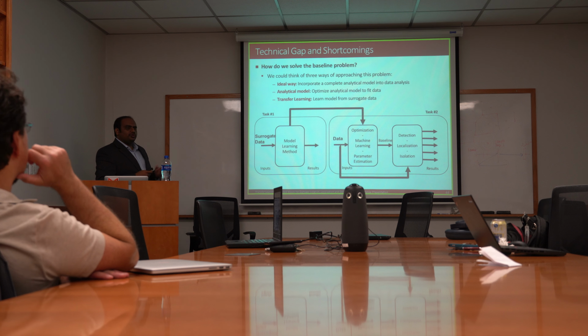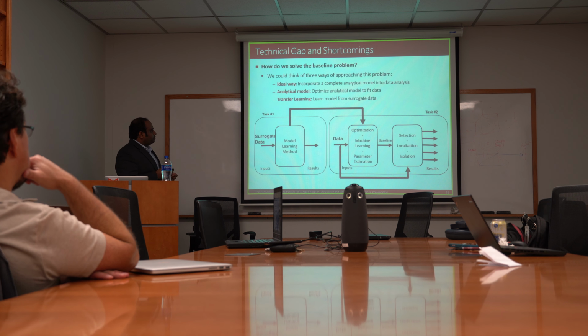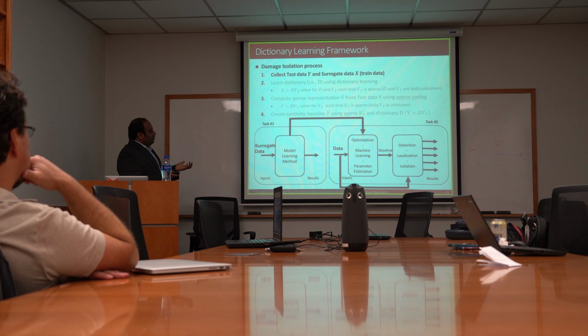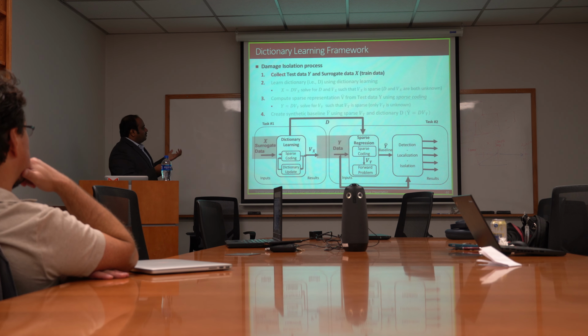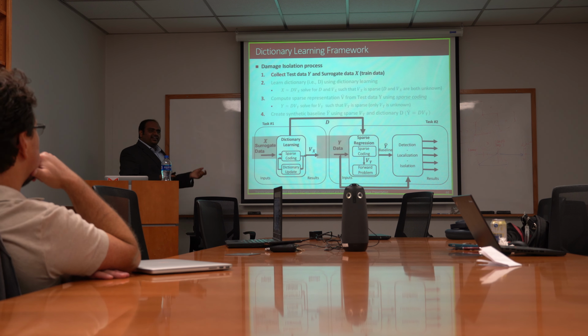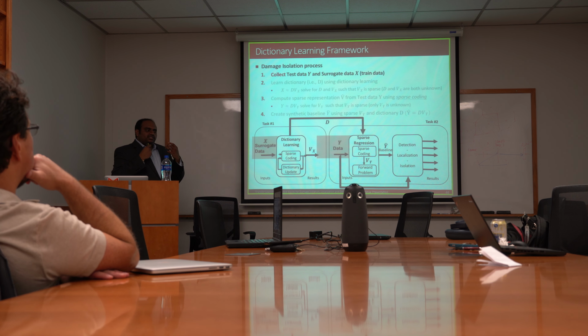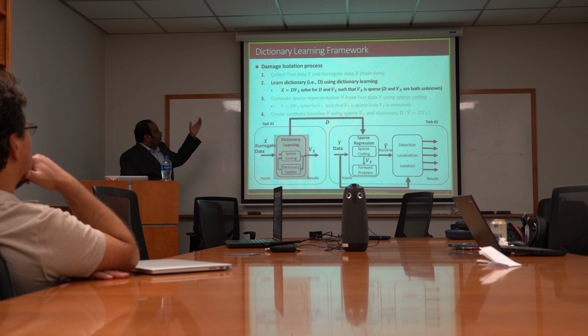So how do we solve this with the transfer learning based method? Again, I'll briefly define how I do this. We collect both the surrogate data and the actual test data. The surrogate data, as I told you, has very similar boundary conditions as the test data, but without any damage in it. So once I have the surrogate data, I solve for D and V using dictionary learning, where I assume both D and V are unknown.